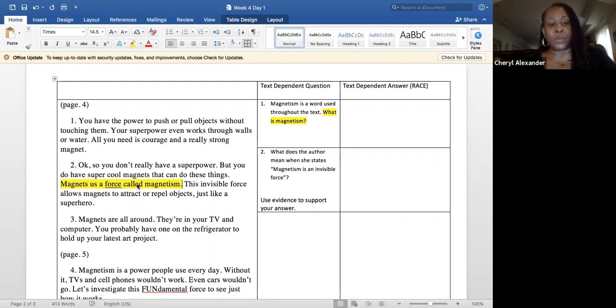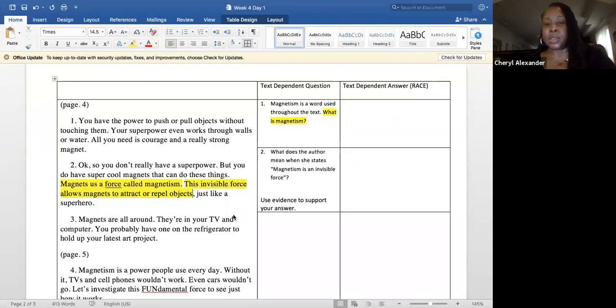Magnets use a force called magnetism. So that means magnetism is a force, okay? So in the next sentence, let's keep going. We want to look for all of the strong evidence. This invisible force, so magnetism is an invisible force. It's a force that's invisible. This invisible force allows magnets to attract or repel objects, just like a superhero. Well, I don't think I really need that last part, but I am going to highlight this part of the sentence because it further explains what magnetism is.